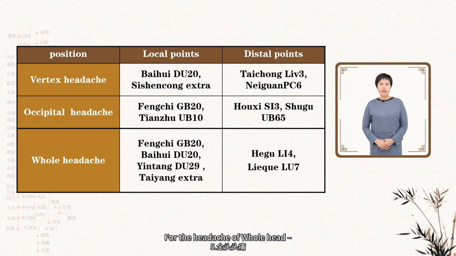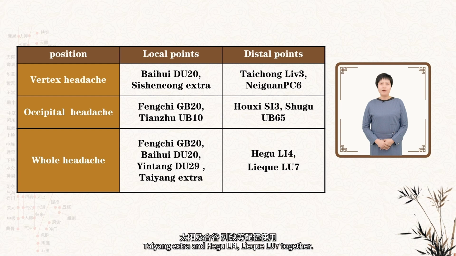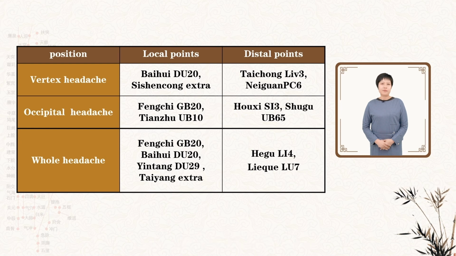Fifth, for the headache of the whole head, usually we use Fengchi GB 20, Baihui DU 20, Yintang DU 29, Taiyang extra point, and Hegu large intestine 4, Lieque lung 7 together.